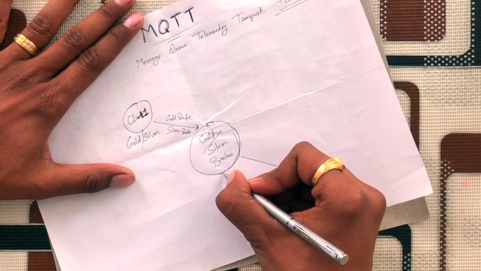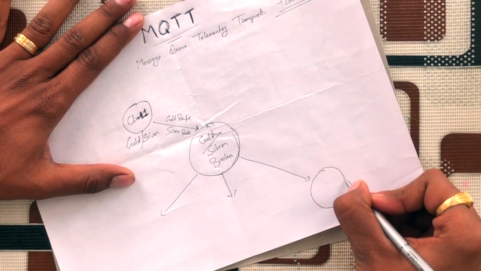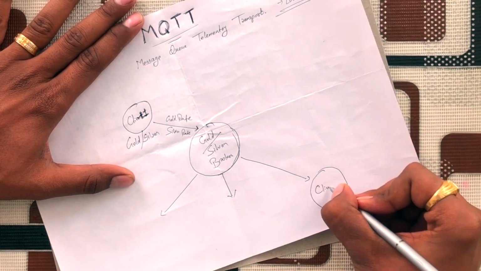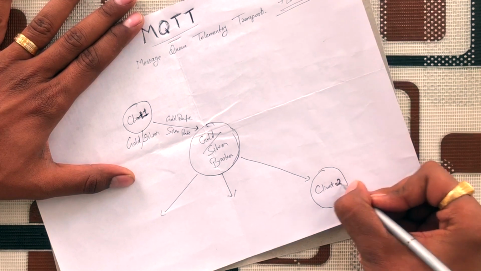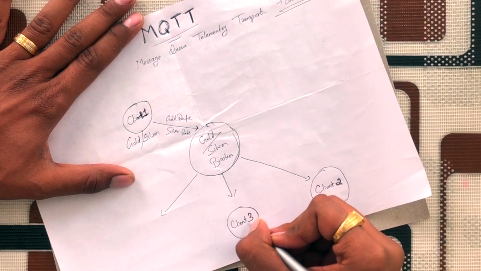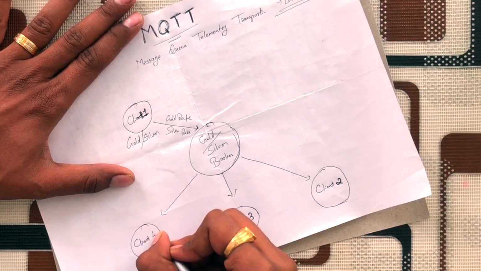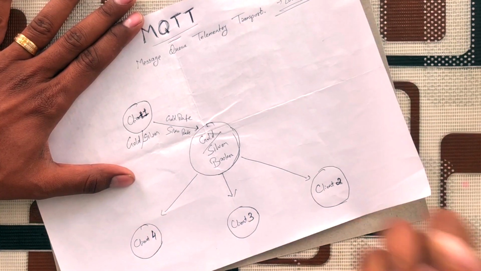On the other side I have my customers. Let's suppose I have 3 customers. This is client 2, for example. This is client 3, and this is client 4. So there are 3 clients who are my customers. As a retail shop I am buying something from the market and selling to the customers. This is my duty.